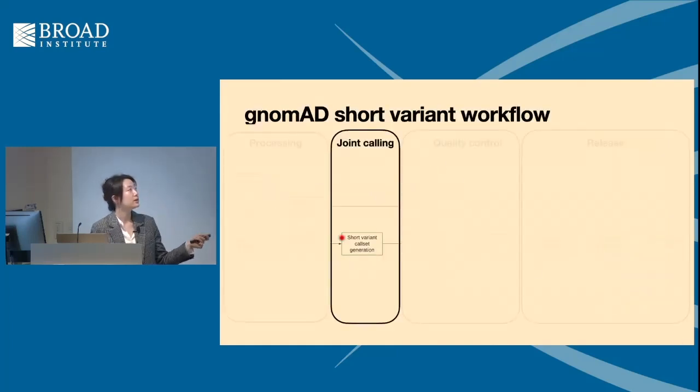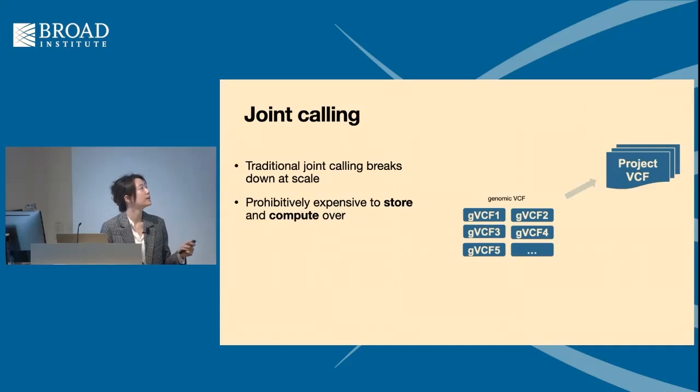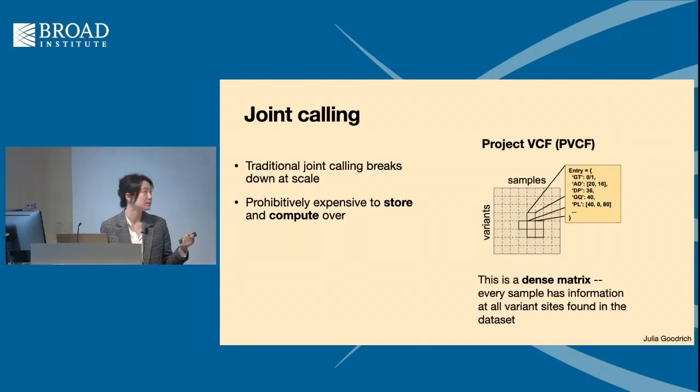Once we have genotype calls, the next step is to actually generate the call set, or joint calling. So this is a particularly painful step at the scale of a database like gnomAD. The traditional joint calling pipeline moves from individual level genomic VCFs or GVCFs into a single project-wide file called a project VCF. And it breaks down at scale.